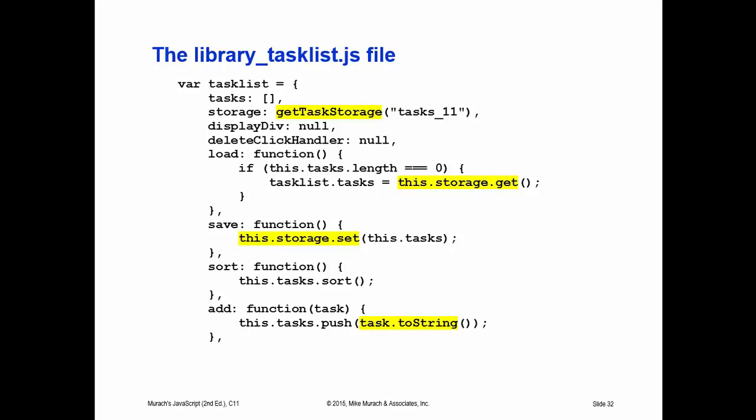The display method starts by calling the sort method, and then it loops through and holds this as basically a big string. So the task property contains an array of task objects, and the storage property contains an object returned by the getStorage function. The values of the display div and delete click handler will be set by the code in the main JavaScript file. So in other words, we're now looking at yet another way of doing it, and this other way, we'll be doing it literally utilizing objects. Okay?